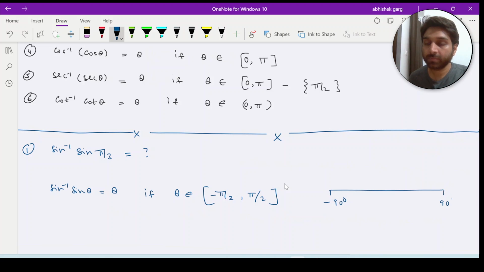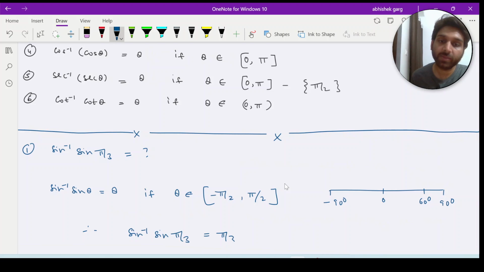So basically you can see that pi by 3 is 60 degree, and this is 0, 60 degree lies in between this range. It lies in this range. So we can very much apply this property and we can say that our answer will be pi by 3. So sine inverse sine pi by 3 is equal to simply pi by 3.